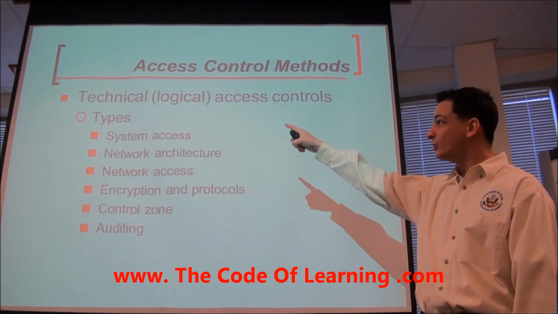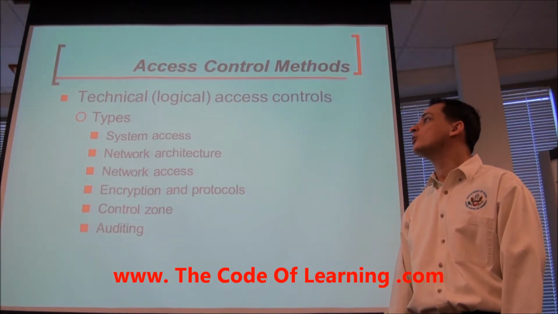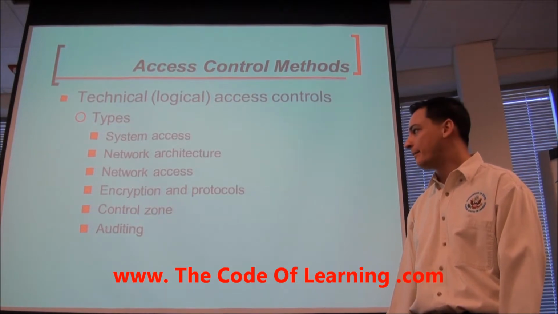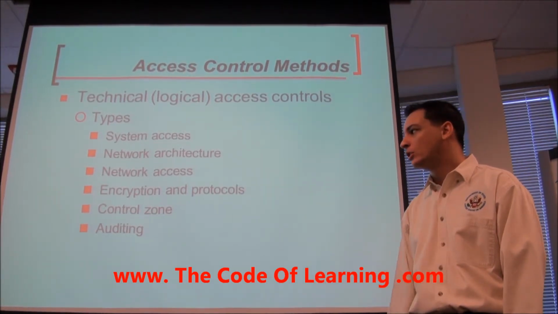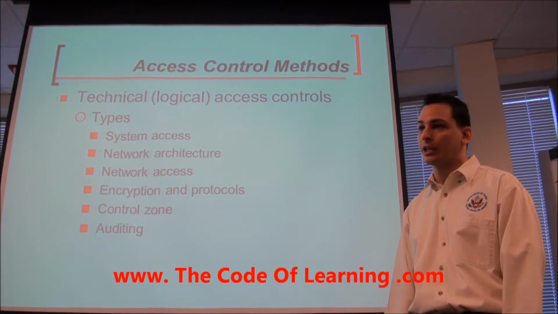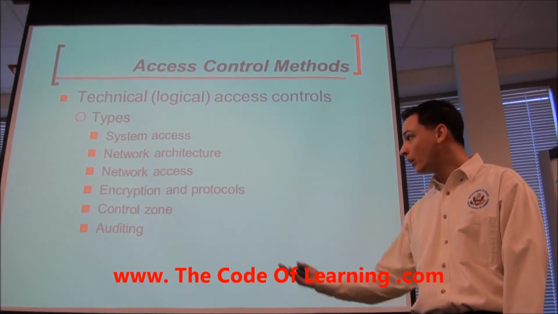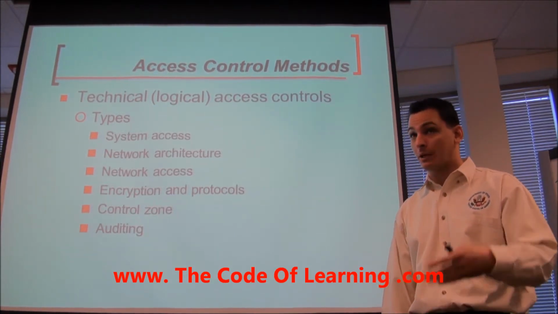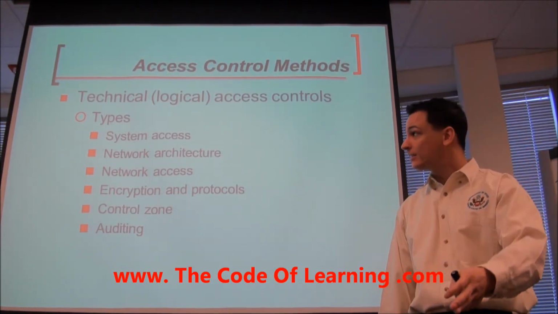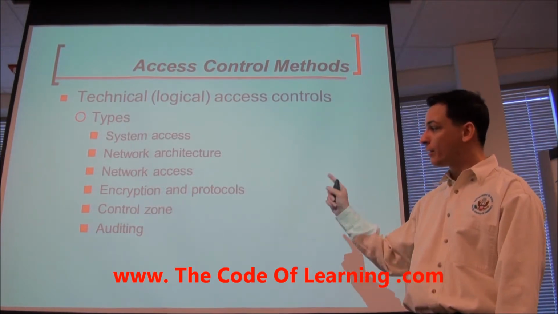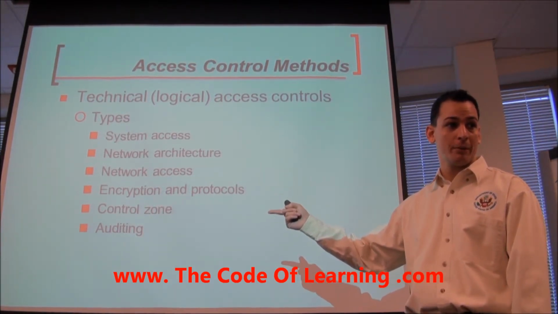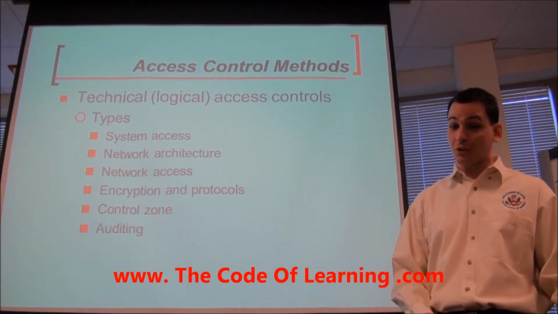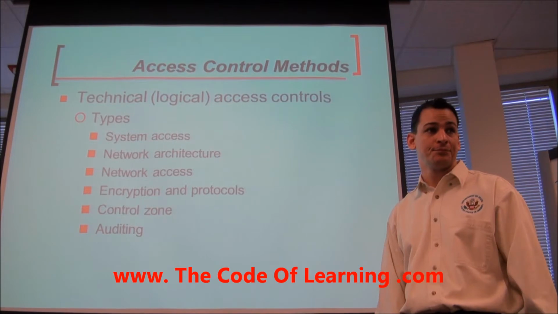Technical, also known as logical, jump for joy. So you could also logically do network architecture or virtual LANs, VLANs, network access, encryption, control zones, honeypots, auditing. But auditing could also be physical too, right? You have your physical paper-based audit log, like when you sign in at the front desk. That's a physical control. But then you can also have computer-generated auditing, which would be a technical control. More importantly, a detective technical control.